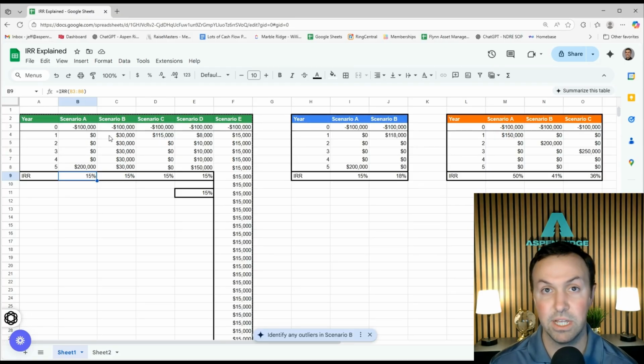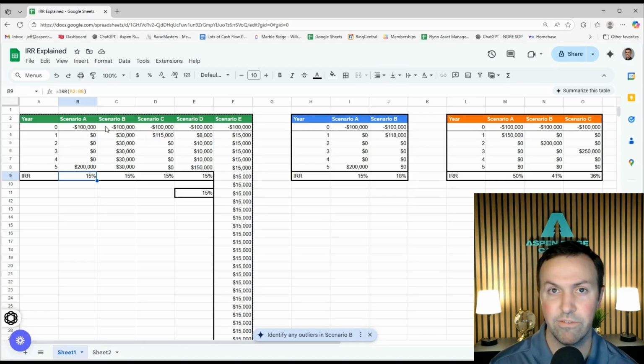And as a quick side note, if you ever want to figure out how long it's going to take to double your money at a certain IRR, you can divide 72 by the IRR and you get the number. Don't ask me why. I don't know. Somebody got a huge math prize for figuring that out, but that's just the way it works.